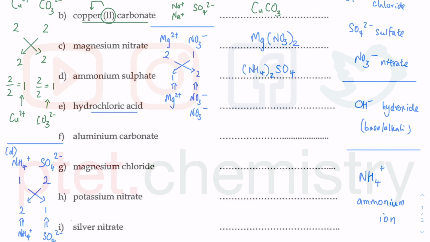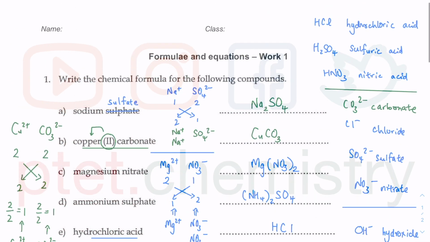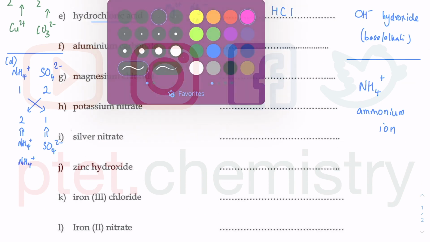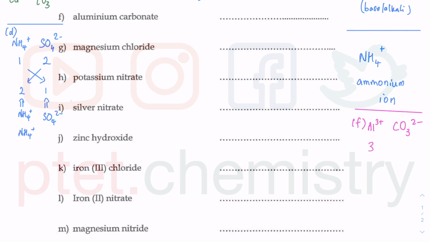Hydrochloric acid, very straightforward, HCl. You can imagine it as a combination of H plus and Cl minus. You can do the same thing and you get HCl as well. Aluminum carbonate, let me change the color. Aluminum carbonate, so this is F. Aluminum, Al3 plus, carbonate, CO3 2 minus. You should practice this at some point without looking at your notes or my solutions.